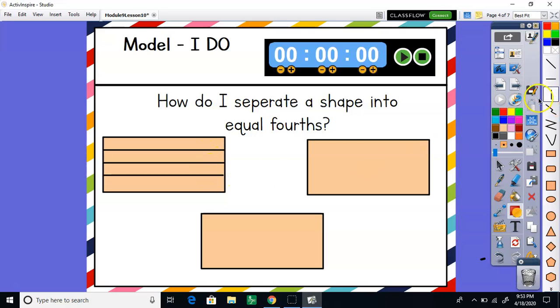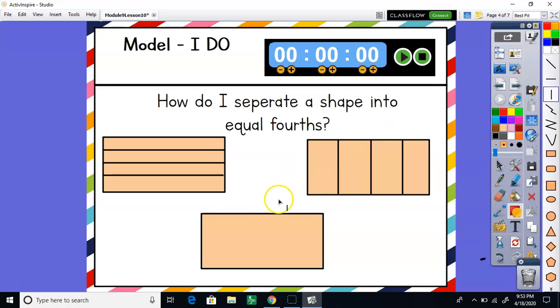You can also do that same method, but go up and down with your lines instead. So you can start in the middle and go down, and then divide your other halves in half. Go down and go down. And then you have 1, 2, 3, 4 equal parts.